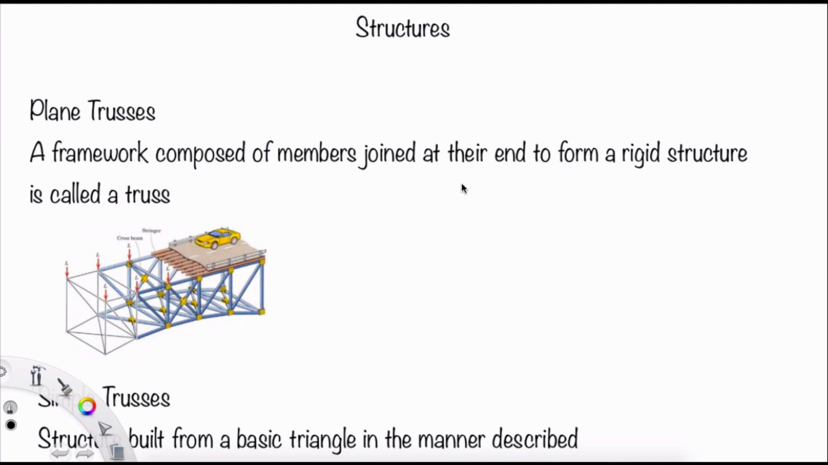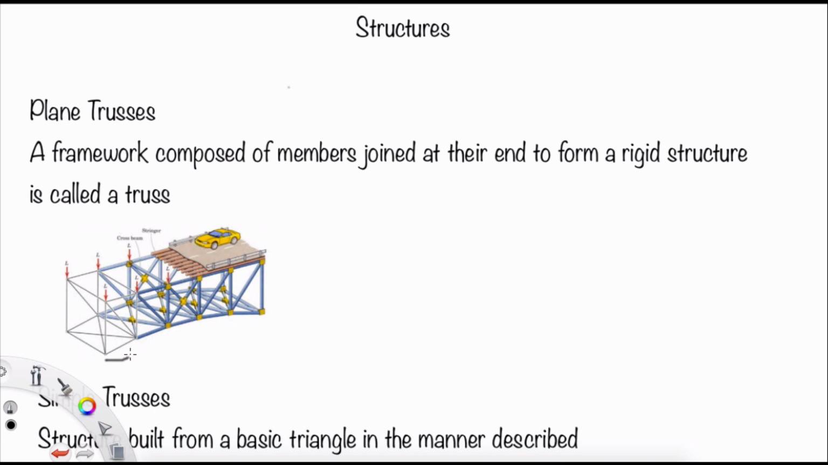Now we will start with plane trusses. It is a framework composed of members joined at their ends to form a rigid structure. It's called a truss. Bridges, roof supports, derricks, and other such structures are common examples of trusses.